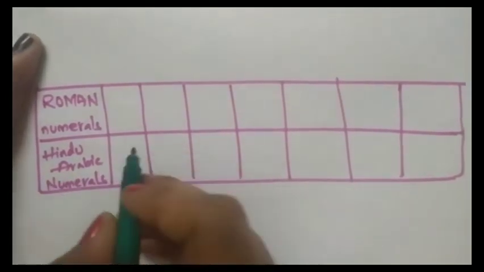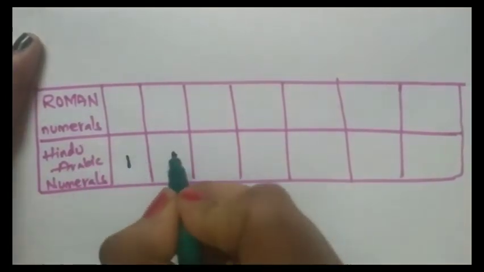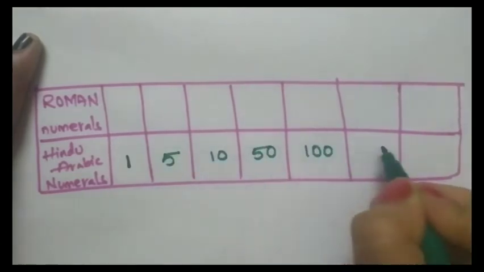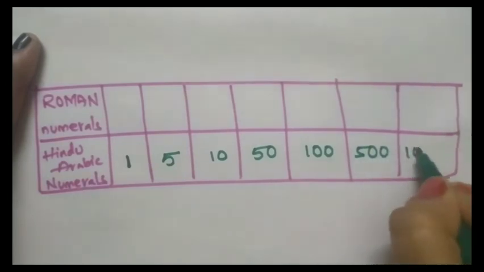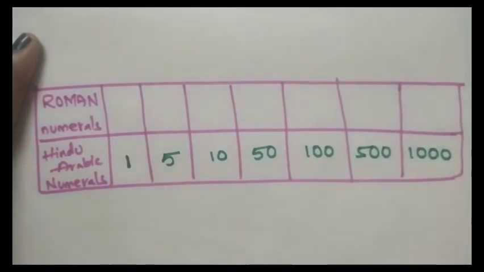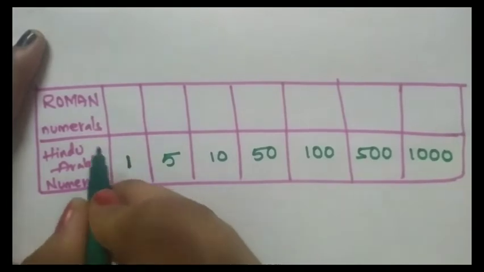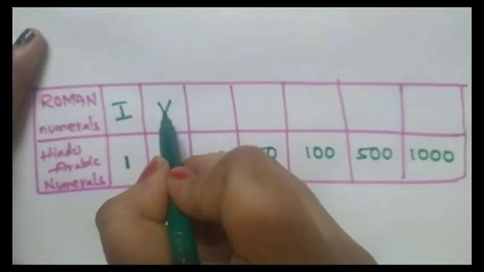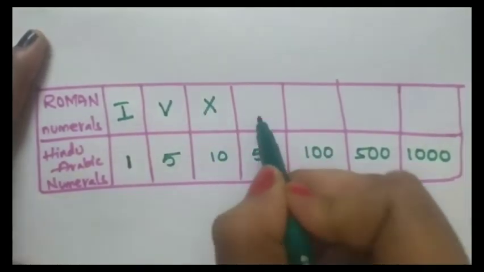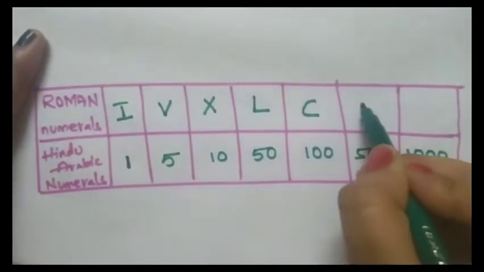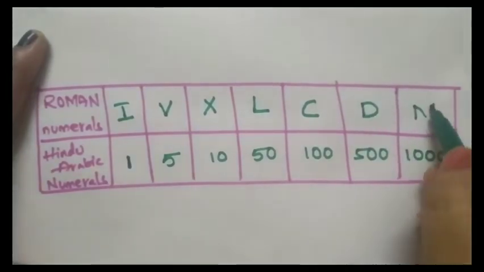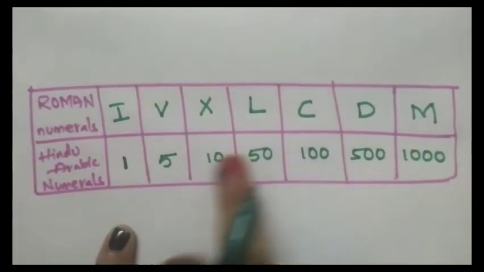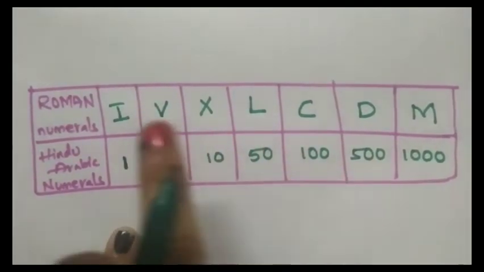Look here. First, I will write Hindu Arabic numerals 1, 5, 10, 50, 100, 500, 1000. We will write 1 in Roman numeral as I, 5 as V, 10 as X, 50 as L, 100 as C, 500 as D and 1000 as M. These are Roman numerals and these are Hindu Arabic numerals.